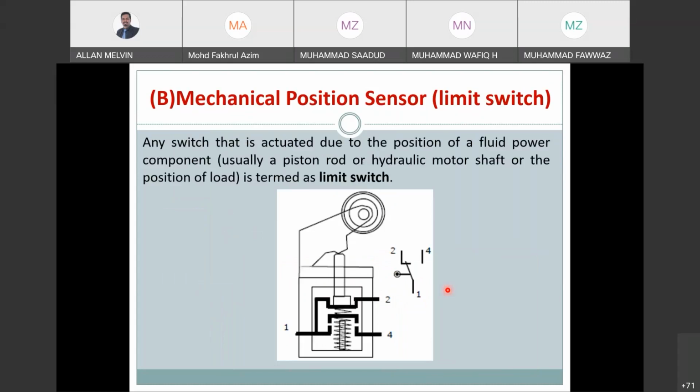So this one is the mechanical position sensor. This is the type which has a changeover, so you have both. Upon actuation, it will change state. Any switch that is actuated due to the position of the power component, usually a piston rod or hydraulic motor shaft or the position of the load, is termed a limit switch. So this is the definition, and you can understand from here.